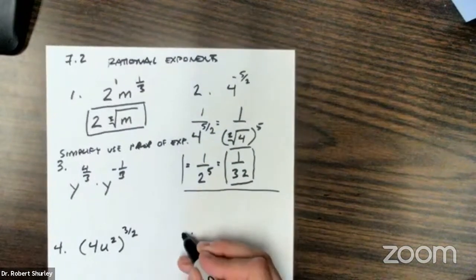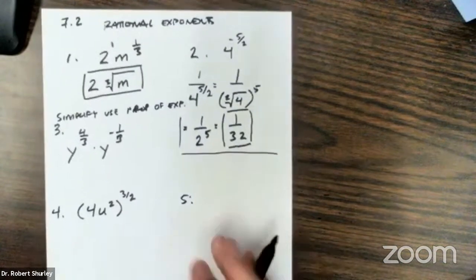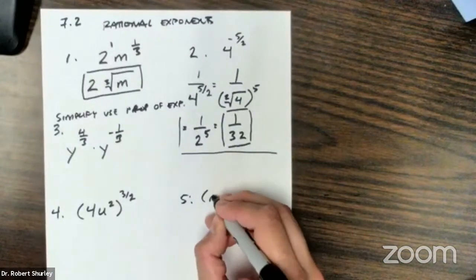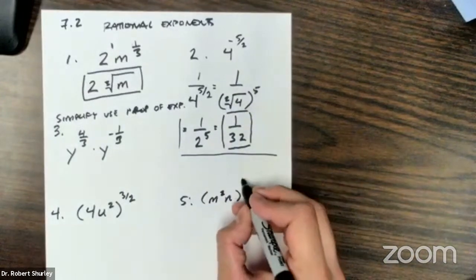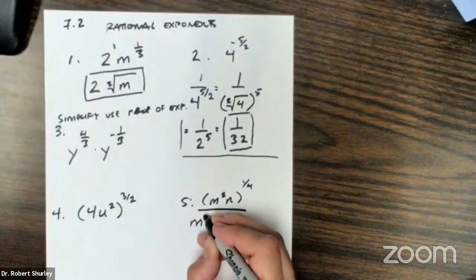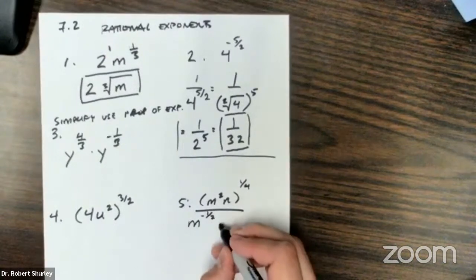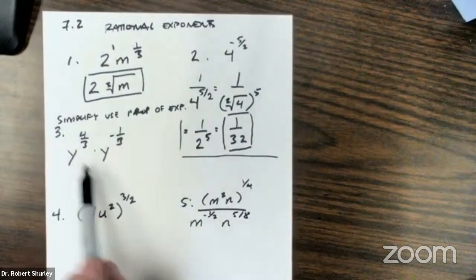And then we'll do one more. Let's steal one here. I don't remember which one. Oh, yeah, I do. Let's do a real complex one here on number 5. And I might need another piece of paper actually for this. Let's do m squared. This is number 58 in your book. m squared n to the 1/4 over m to the negative 1/2 n to the 5/8.